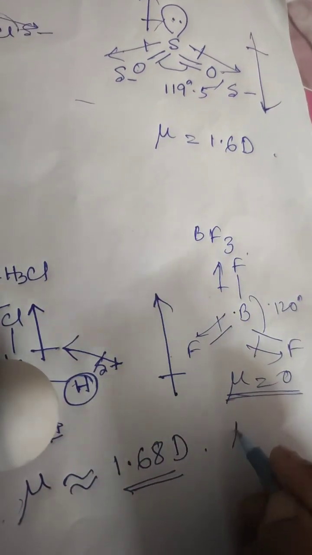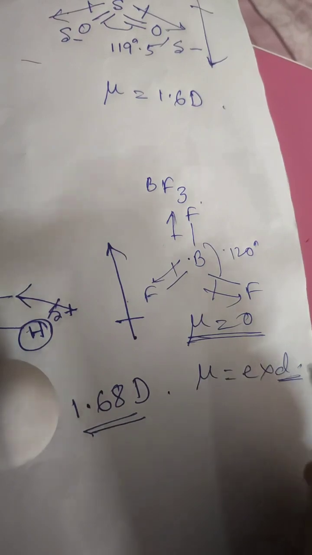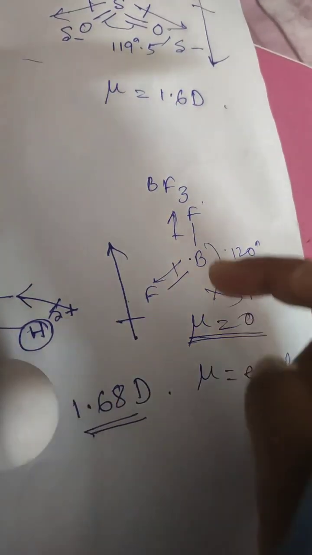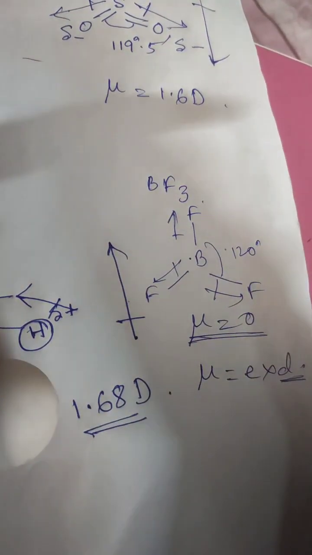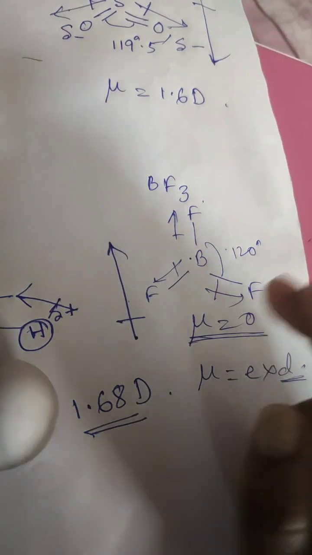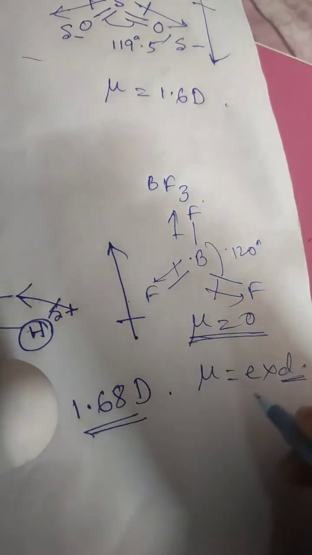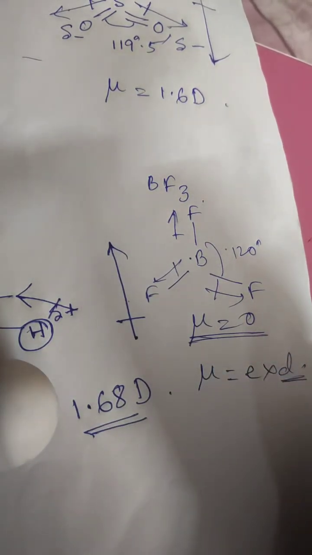In this case, mu equal to e into d. Here d equal to the distance between the two atoms, distance between two atoms. So here d equal to 0. That's why our mu value is also 0.